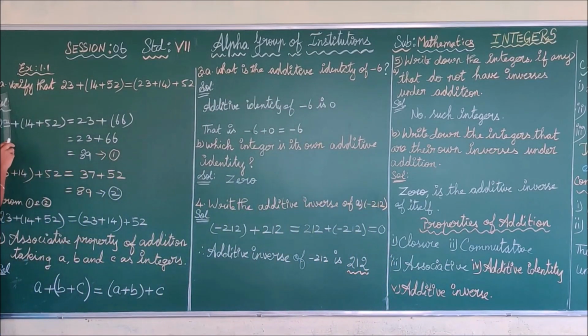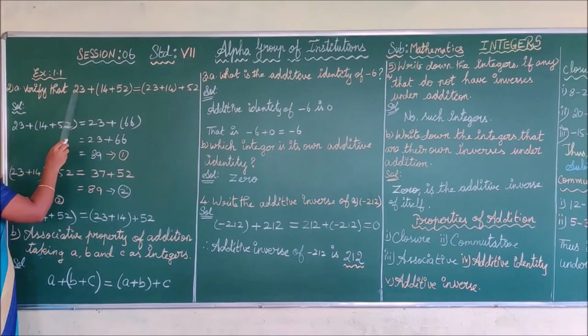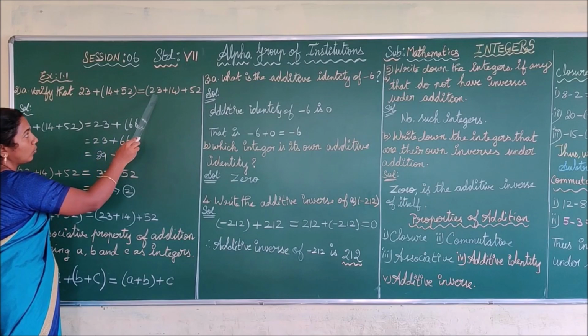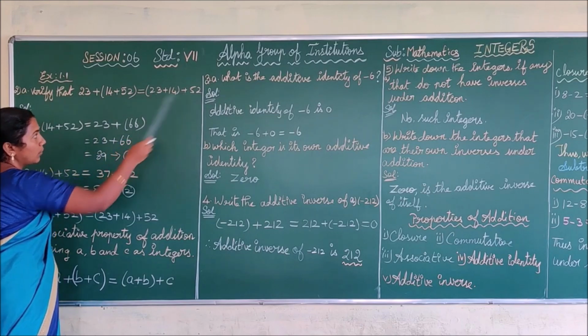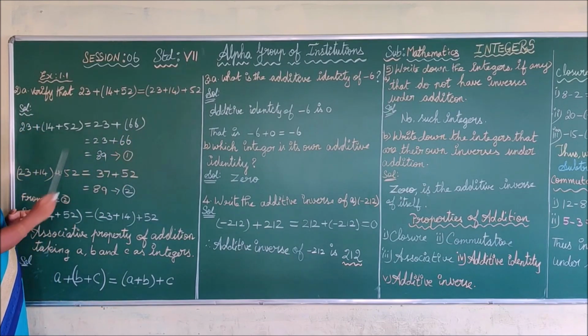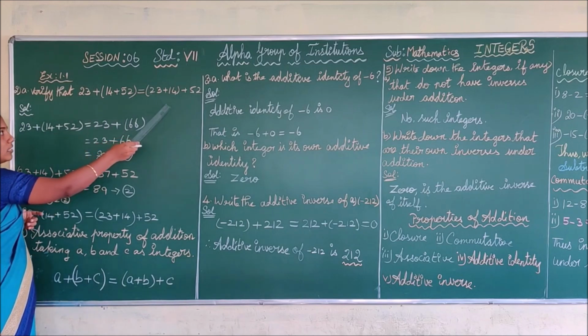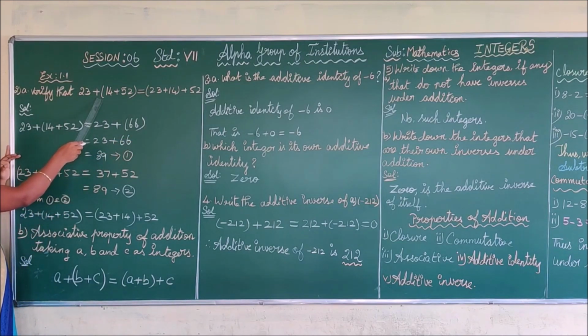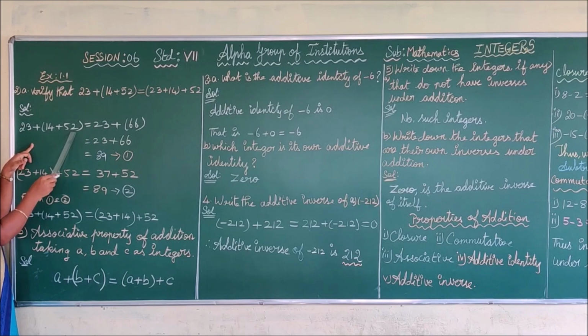Second sum, subdivision A. Verify that 23 plus (14 plus 52) is equal to (23 plus 14) plus 52. That is, we have to check whether both the LHS answer and the RHS answer are equal or not. First, we are considering the LHS. What is the LHS? 23 plus (14 plus 52). First, you have to add the second and the third integer first. You add 14 plus 52, what do you get?